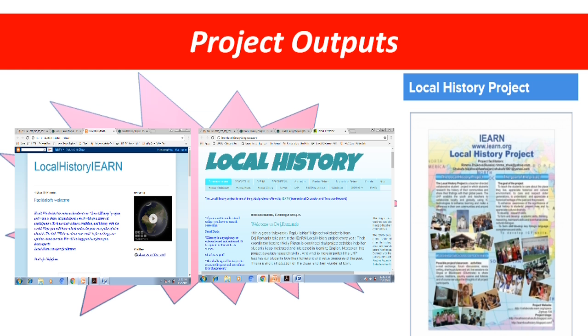This is an example of project outputs for the local history project. So as you can see, you have here blogs, local history, and so on. And then you also have there a brochure of the local history project.